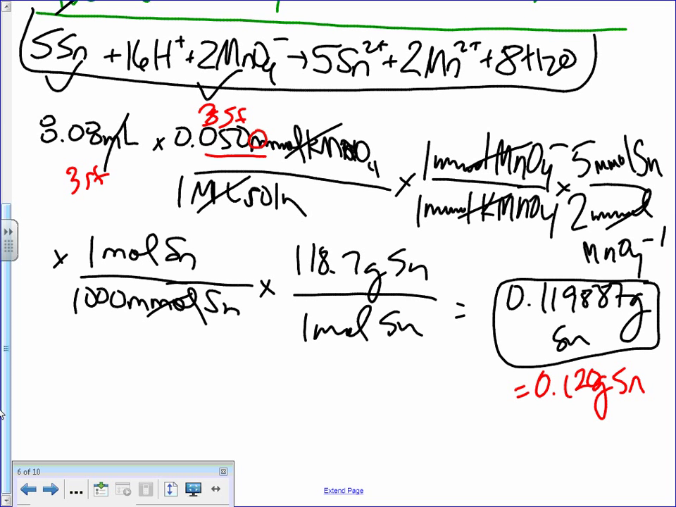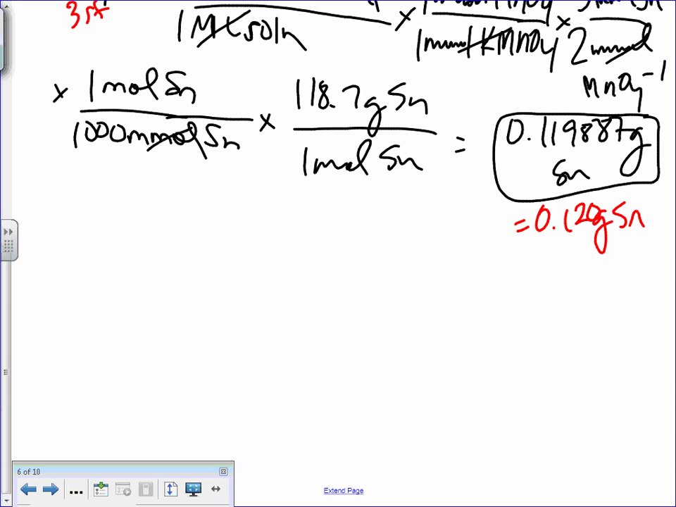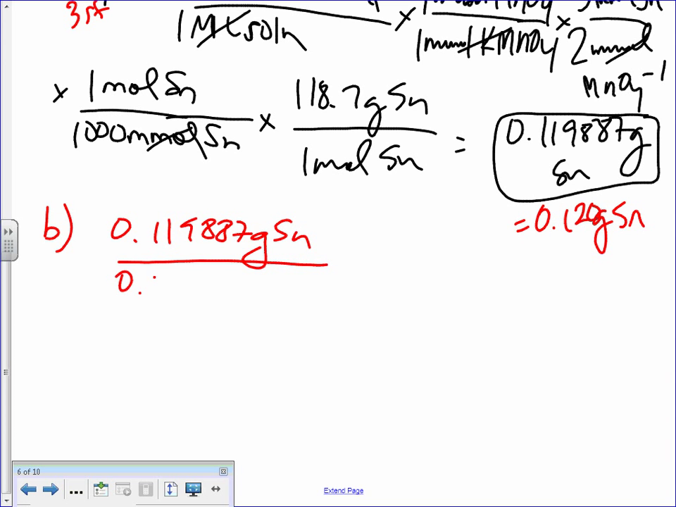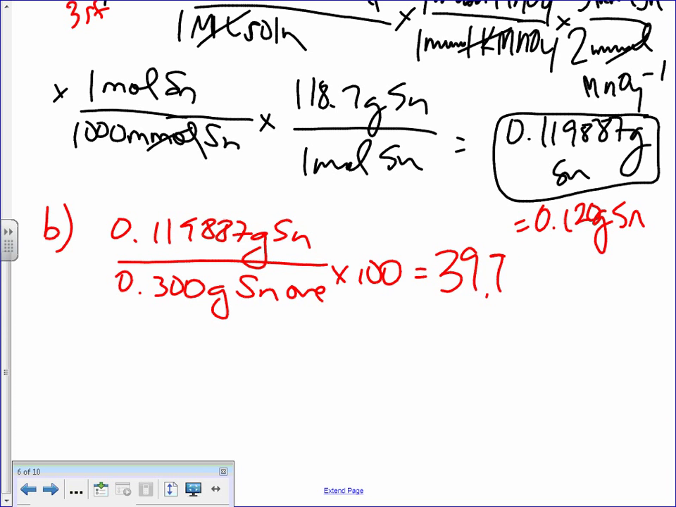Okay, so then take this answer and find the percent by mass. How? Percent by mass of the ore. You guys have the equation in front of you. Okay, so 0.119887 grams of tin over 0.300 grams of tin ore times 100, and that's like 39.96, but you would round that to 40.0%. Good.